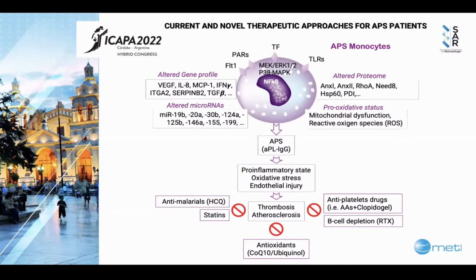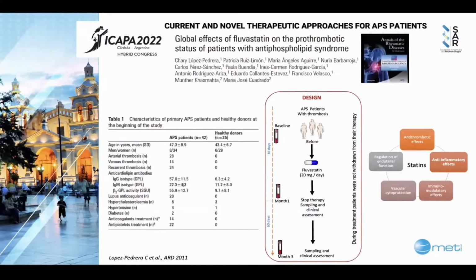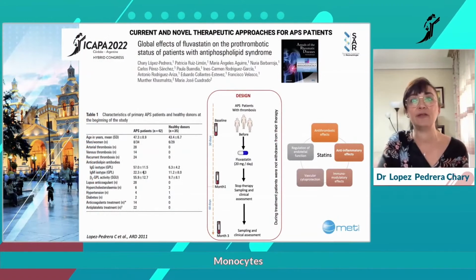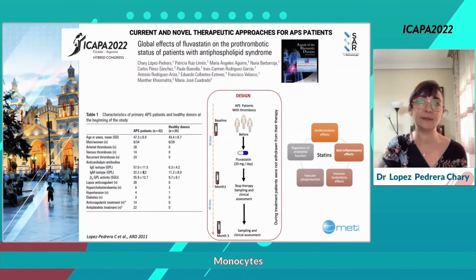Nevertheless, to accurately define the mechanisms underlying the response or no response of these patients to these therapies, the alterations that happen in such a complex disease cannot be understood as independent units. Thus, the interaction between these molecular alterations must be evaluated to guide therapeutic decisions. In that way, in a previous study, we evaluated the global effects of fluvastatin on the prothrombotic tendency of monocytes of APS patients. 42 APS patients with thrombosis and 35 healthy donors were included in the study.